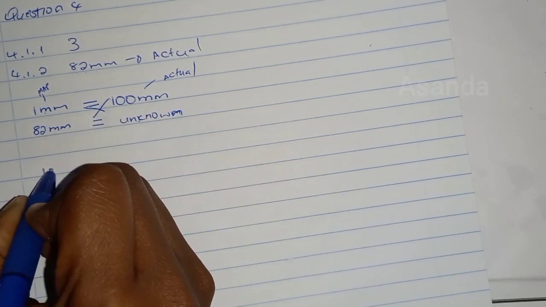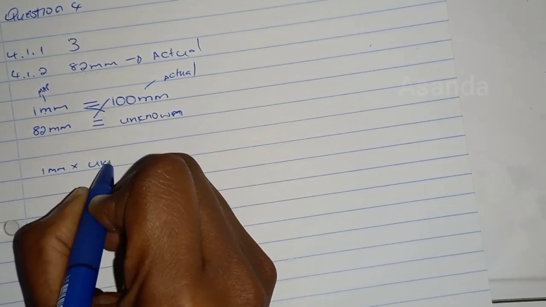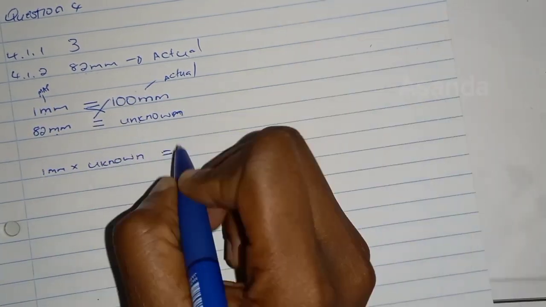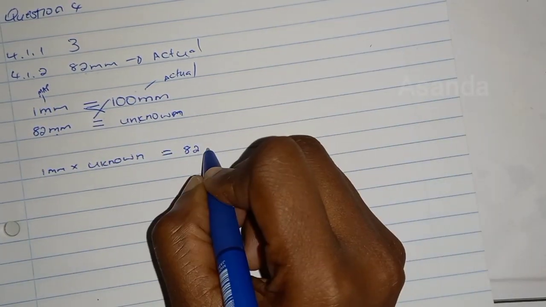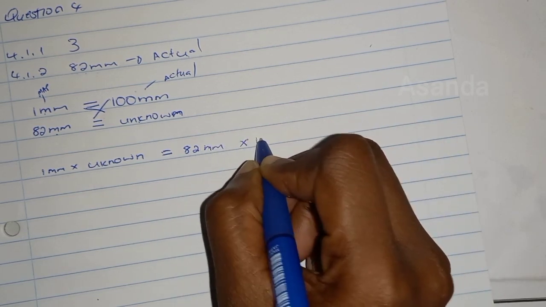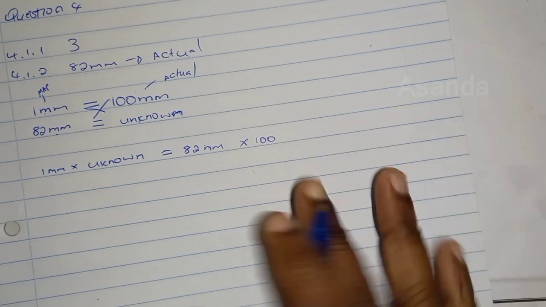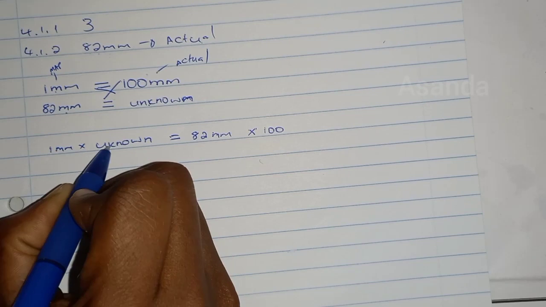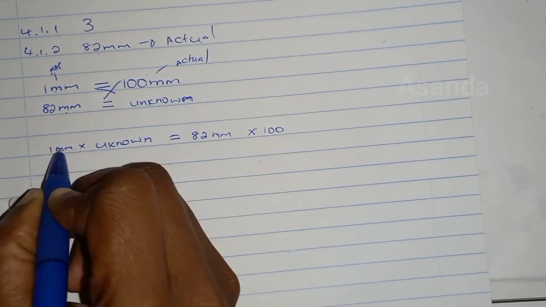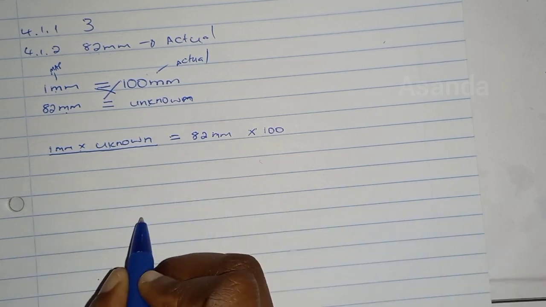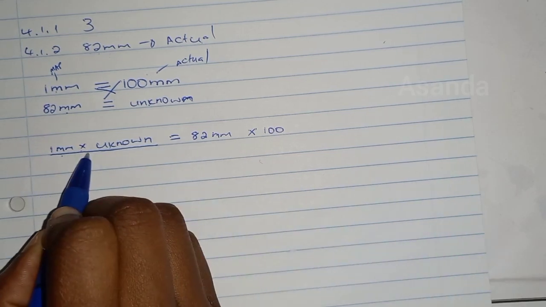Okay, so now we can just say 1 times unknown: 1 millimeter multiplied by unknown is equal to 82 millimeters multiplied by 100. Then we say unknown is sitting with millimeter, and they're multiplying each other.